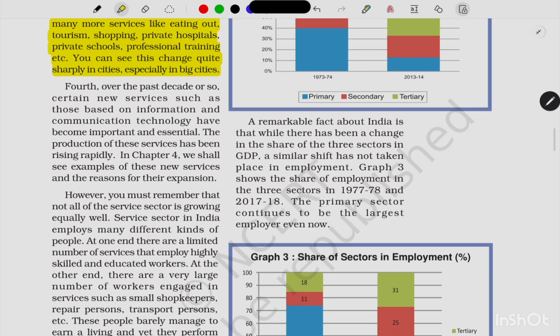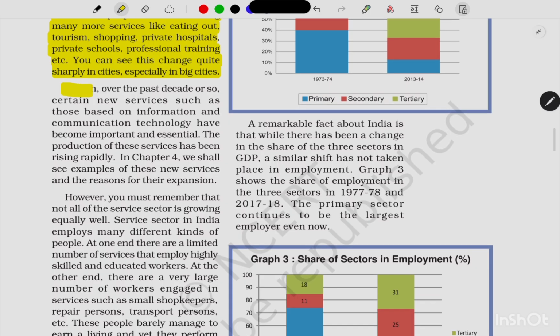Okay, so fourth, over the past decade or so, certain new services, such as those based on information and communication technology, have become more important and essential. The production of these services has been rising rapidly. In chapter 4, we shall see examples of these new services and the reasons for their expansion.